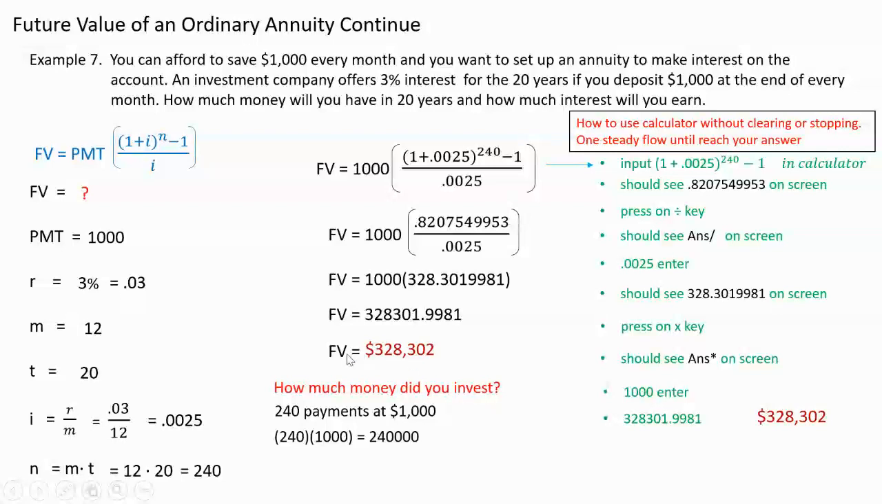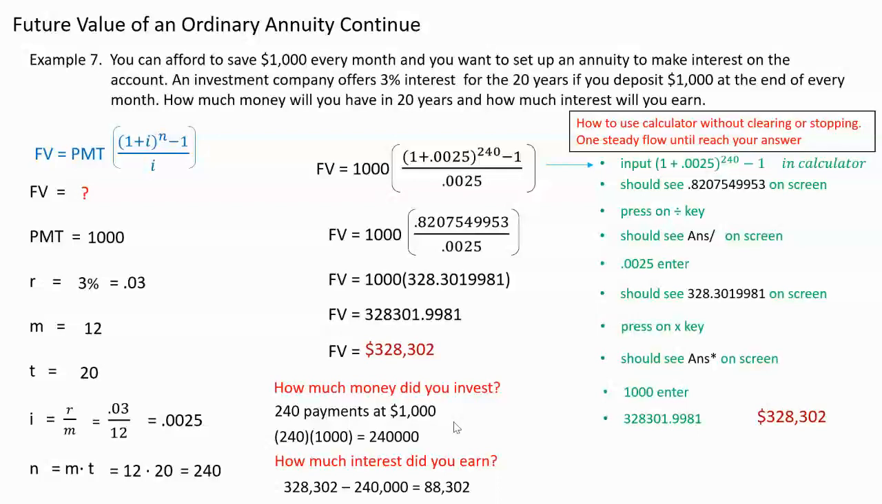So how much interest did you make? We subtract the 240,000 from the future value. So you made $88,302, guys, of extra money just by putting that money in the account. If you would have just left the money at your bank, you wouldn't have made as much money as this. So it's always wise, if you have a little bit of money left over every month, to actually try one of these annuities so you can make more money.